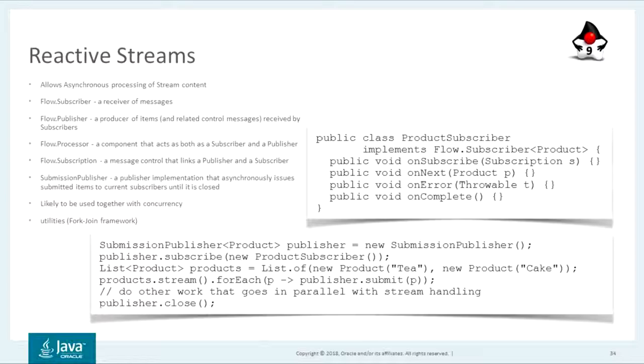It works probably together with utilities such as the fork join framework, which is itself not a new feature, I guess, but just this automation on the streams that allows you to create a convenient way of processing them asynchronously.